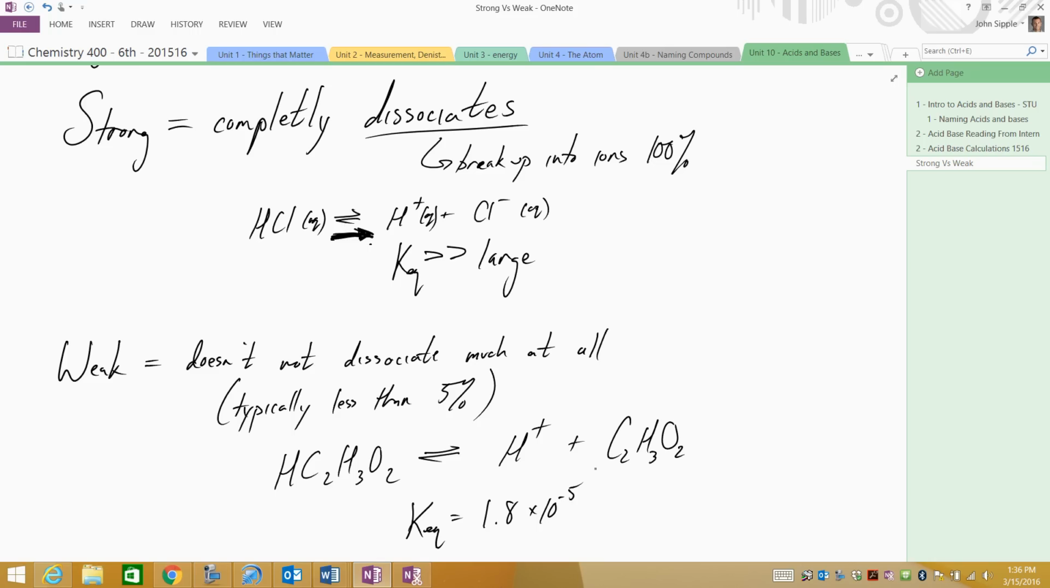So just because it's weak doesn't mean it's harmless. Did you guys do the osmosis lab in biology? I know some of you did. We use vinegar, acetic acid, to dissolve away the eggshell. If we left you in there long enough, acetic acid would do some damage.